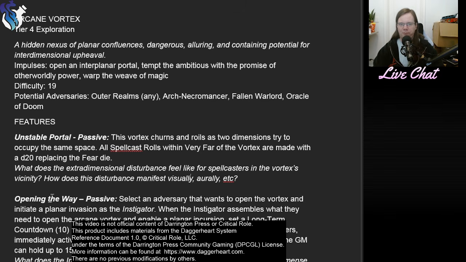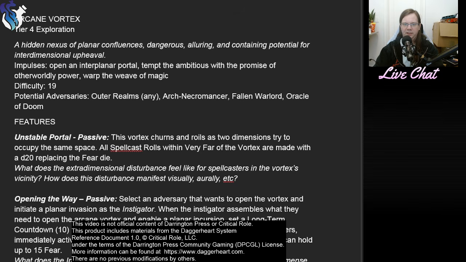Okay, moving forward. Opening the Way is a passive. Select an adversary that wants to open the vortex and initiate the planar invasion as the instigator. This is riffing on the way that the divine usurpation environment designates a usurper adversary, and then the environment talks about things that they're doing or trying to do. When the instigator assembles what they need to open the arcane vortex and enable a planar incursion, set a long-term countdown representing the instigator's efforts. When this countdown triggers, immediately activate the stars are right.